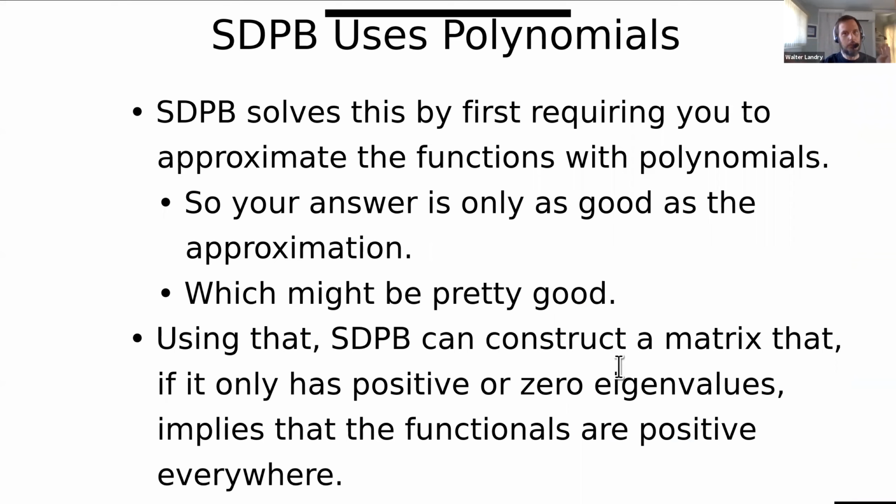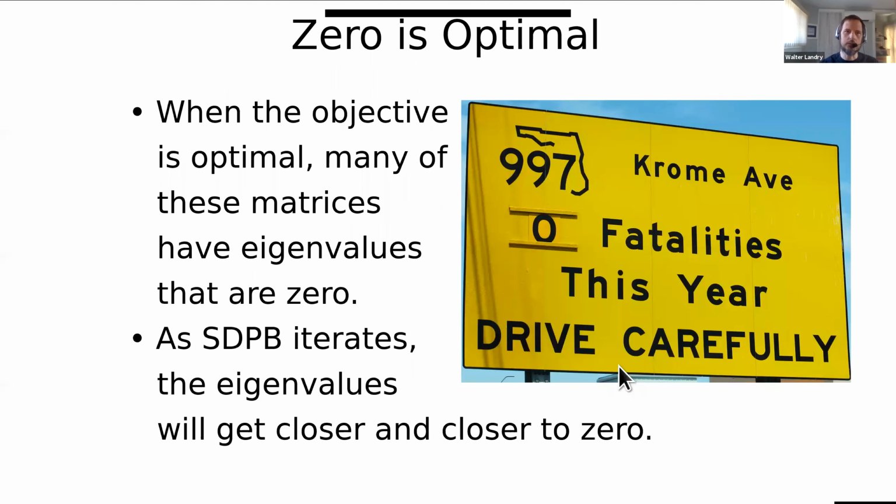And the way that SDPB solves this whole thing is that it requires you to approximate the functions with polynomials. So your answer is only as good as your approximation, which, to be fair, could be pretty darn good. But you do have to do that yourself. And using that, SDPB can essentially construct a matrix that, if it only has positive or 0 eigenvalues, implies that the functionals are positive everywhere. Right?